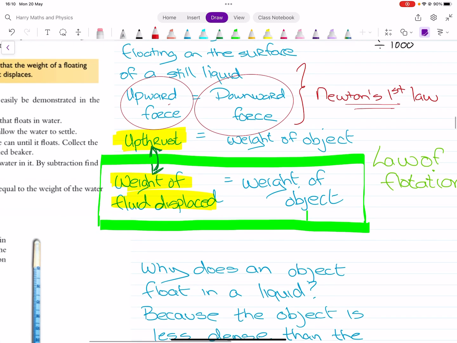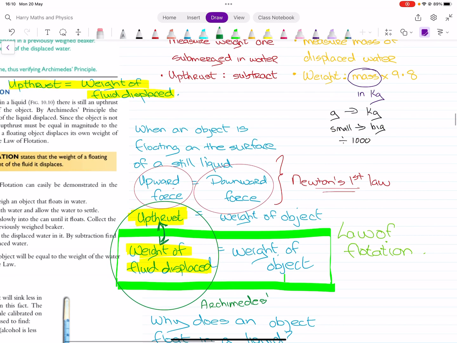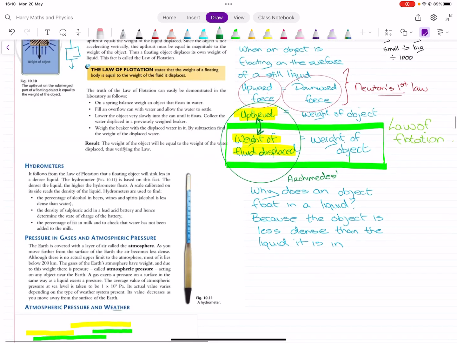Now, from Archimedes, here, the upthrust is equal to the weight of the fluid displaced, which you can prove by doing the experiment we talked about a second ago. So then essentially, the weight of the fluid displaced is equal to the weight of the object if the object is floating. Okay, so hopefully, again, that makes sense.